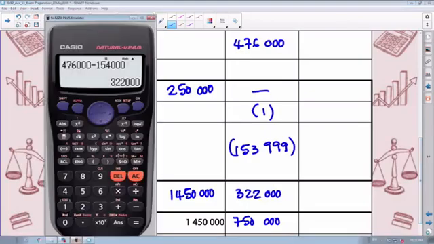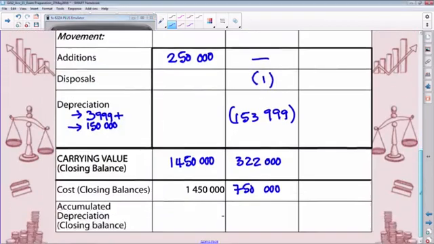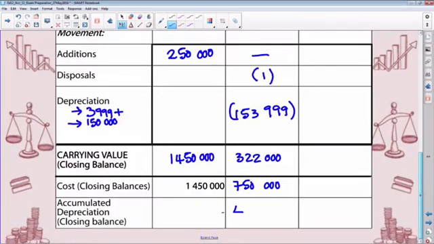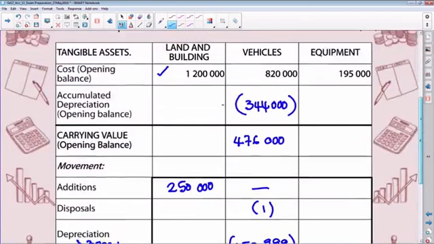Okay, now take that value and you say minus 750,000. It will give you a value of 428,000. What is the 428,000? The 428,000 is your accumulated depreciation at the end of the year, and if you subtract that, you will get the value of 322,000 Rand. Okay, let's go on to our equipment.